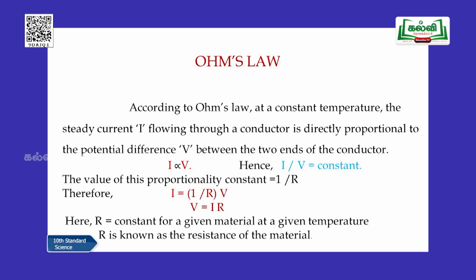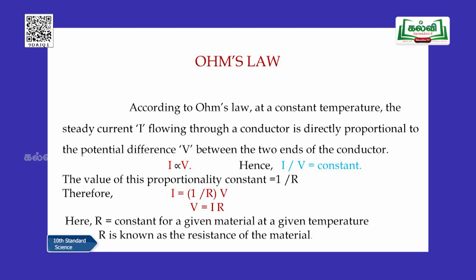Can you follow, students? Once again we can recall the law. The statement: according to Ohm's law, at a constant temperature, the steady current I flowing through a conductor is directly proportional to the potential difference V between the two ends of the conductor. That is I proportional to V, hence I by V is equal to constant. The value of the proportionality constant is equal to 1 by R.